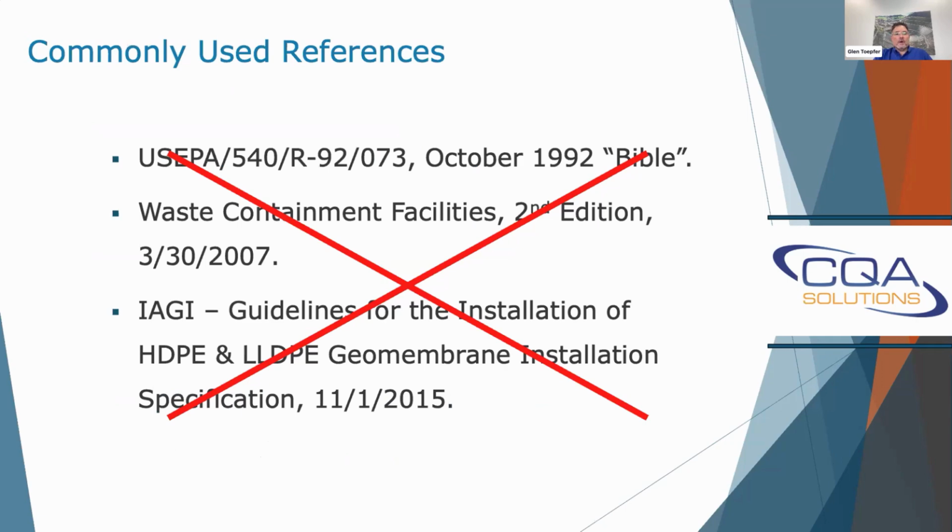And we looked at some of these guidance documents here, the US EPA document from October 1992, which is really by many considered to be the Bible when it comes to quality control, quality assurance of geomembrane installations, waste containment facilities. We talked to other experts in the industry. They referred us to the IAGI website, to the guidelines for installation of HDPE, LLDPE, and geomembrane installation specification. Well, that specification is dated November 1st of 2015, and it's significantly outdated as far as the content in there does not agree with other content that's currently available in other sources. But that aside, it also did not mention your heat, speed, or temperature to weld any of the materials at.